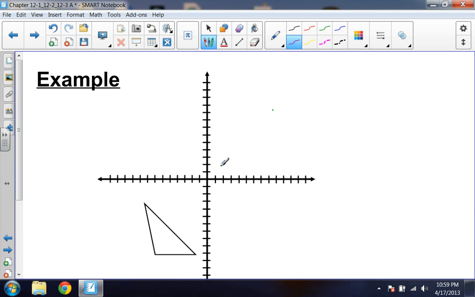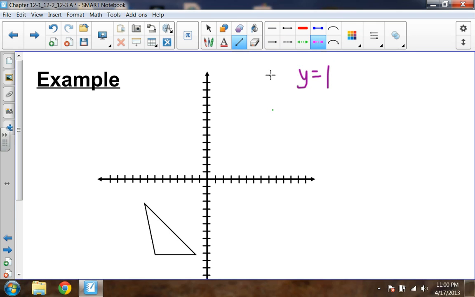Heck, let's do all 3. Let's see how much time I have before time runs out. What if we had to do a reflection, a translation, and a rotation? Let's reflect this across the line y equals 1. All right, my axis of symmetry will be right here at y equals 1. So let's flip that first.